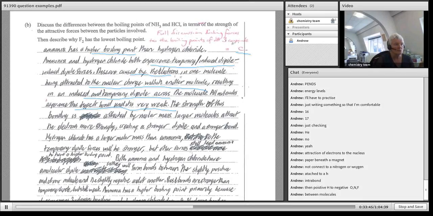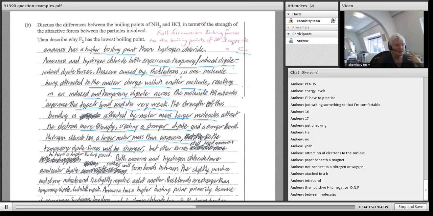and they've said they all experience this type and it's weak. And they tell you what it's affected by. So we're still on the temporary dipole force of attraction by the molar mass. So they're comparing the molar mass of HCl and NH3. And HCl is heavier than NH3, so would have stronger temporary dipole forces of attraction. And you can see that it's over there. And so they said it's got a larger mass than ammonia. And so they've compared the temporary dipole forces of attraction.